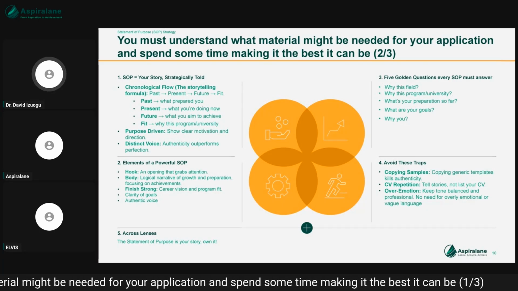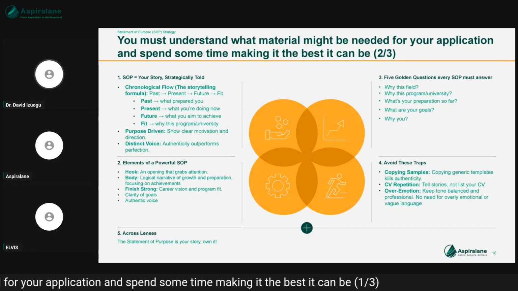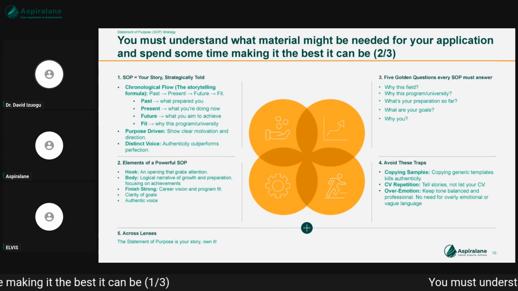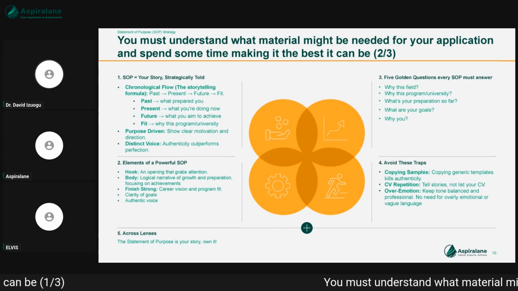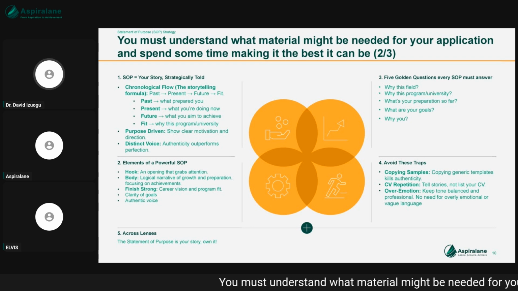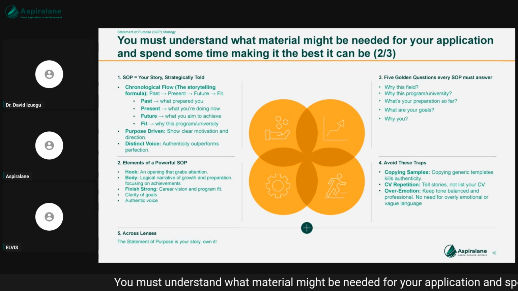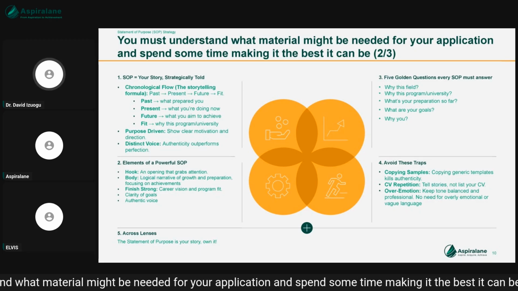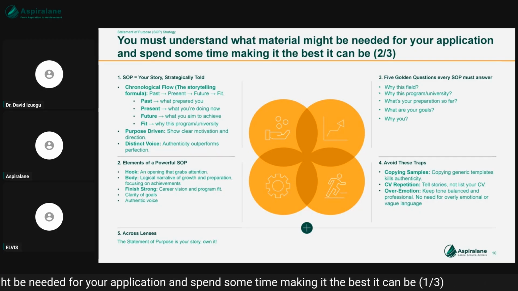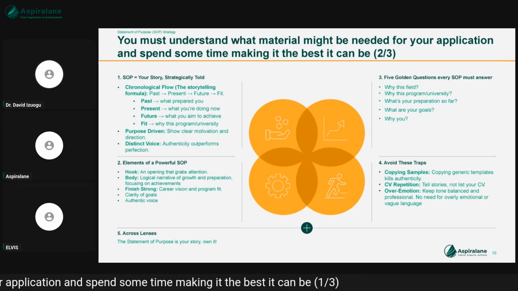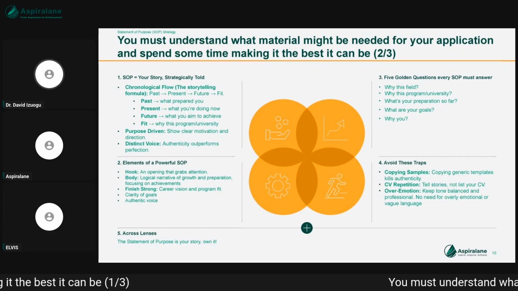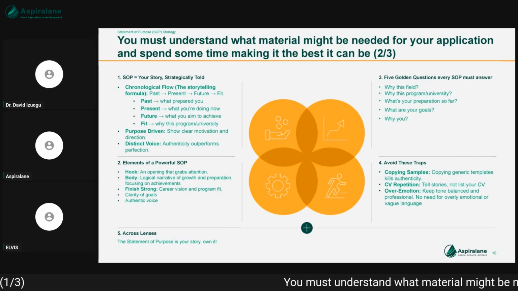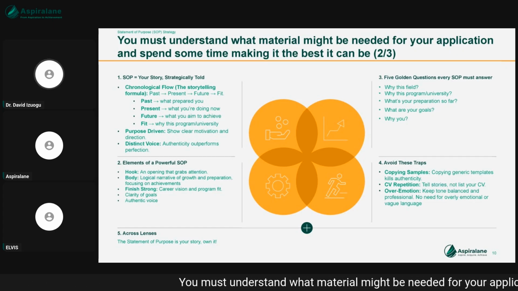So don't copy samples and then try to tell stories around the sample. No. Just understand how the SOP is supposed to look. Read 1 or 2 samples to see the differences in what people have presented, and then build your own story. You can start by having all of the disjointed parts, answer them disjointedly, and then bring them together. You can talk about your past, talk about the present, the future, your fit, all of that.